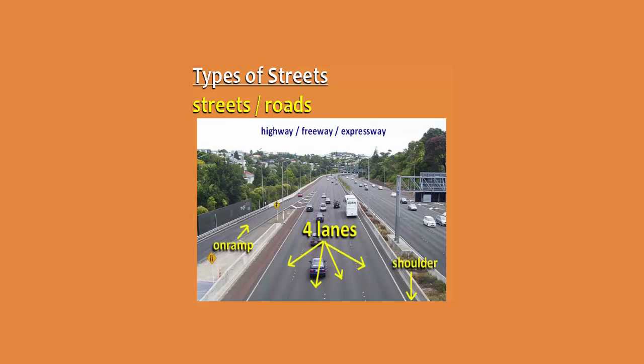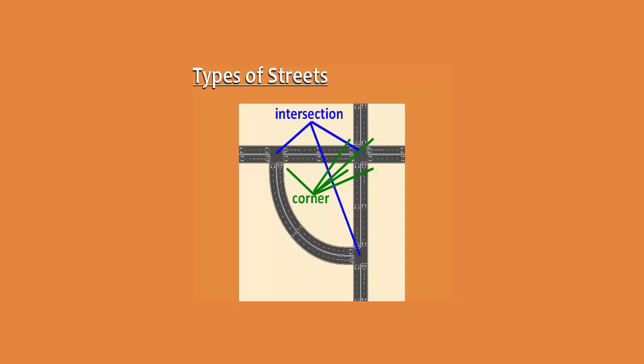To enter the highway, you take a street called an on-ramp, and to get off the highway, you take a street called an exit. What do you call it when 2 roads come together? That's an intersection, and the place next to the intersection is called the corner.